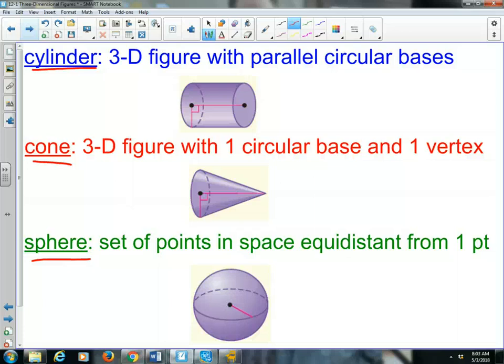You'll notice some similarities as we go through this chapter between the cylinder and the prisms, and between the cone and the pyramids. So you'll discover those as we go on in this chapter.